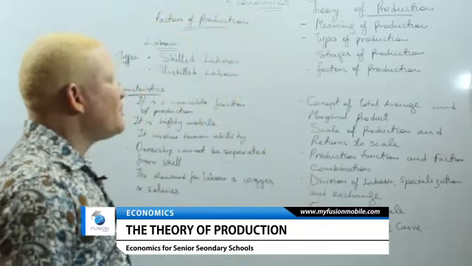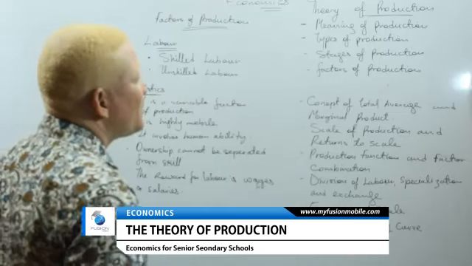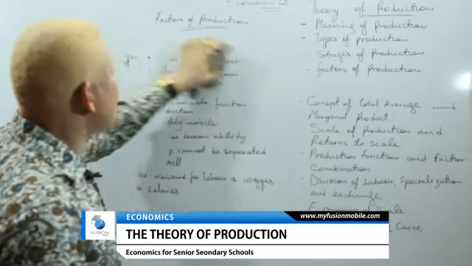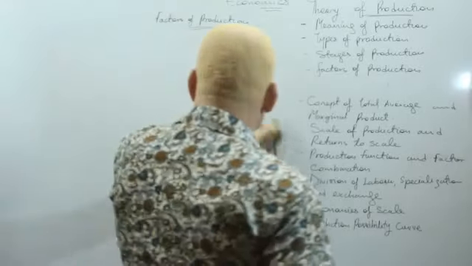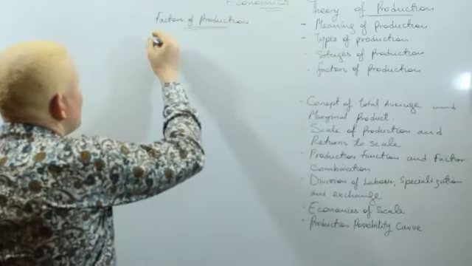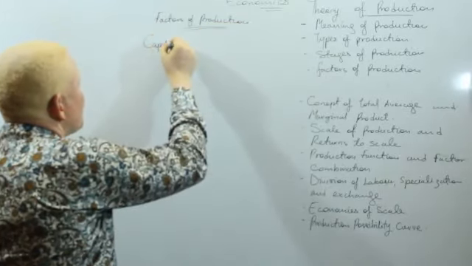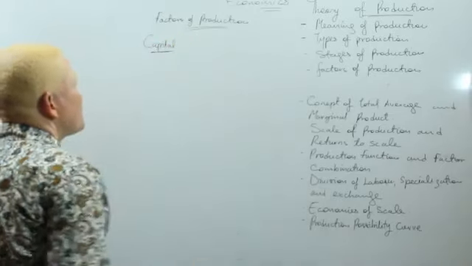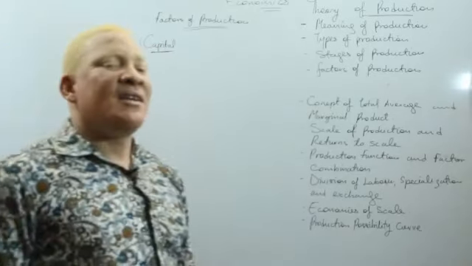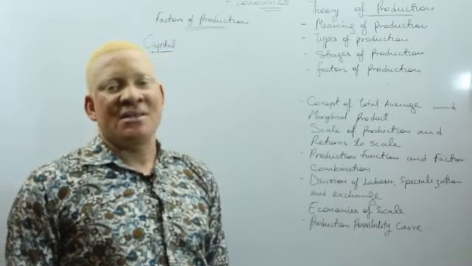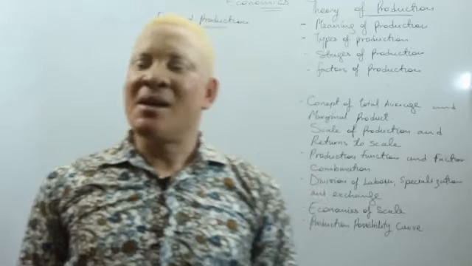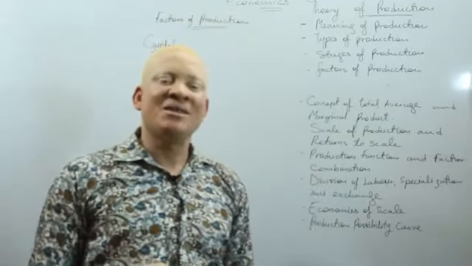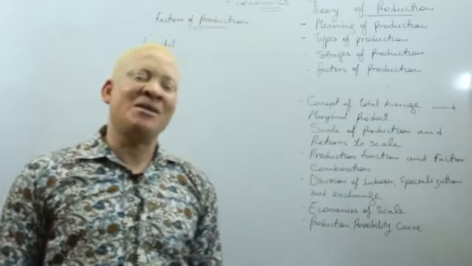Now, moving down from there, we have the next factor of production. The next factor of production here, we have capital. Capital has been defined as any man-made wealth that is set aside for production of further wealth. Meaning that those things that are man-made which you invest in producing other things, they are referred to as capital.